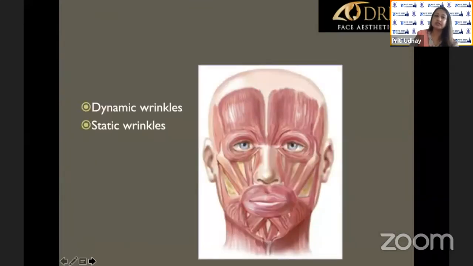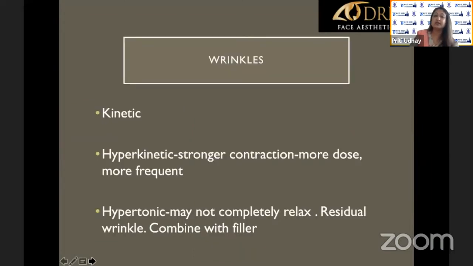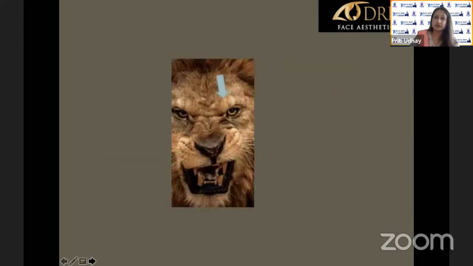Now, whenever you see wrinkles, if they are dynamic wrinkles, we treat them with Botox. And if they are static wrinkles, you prefer the fillers. Now, when you see the wrinkles, see the severity of the wrinkles, whether they are just kinetic or hyperkinetic; you will need more dose and more frequent doses. And if they are hypertonic muscles which are not completely relaxing, you may have a residual wrinkle after Botox, and you must tell the patient that you would prefer a combination of treatment.